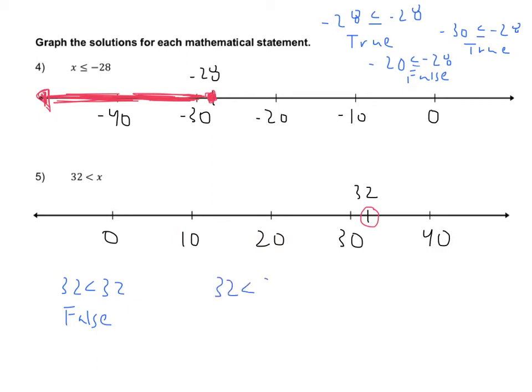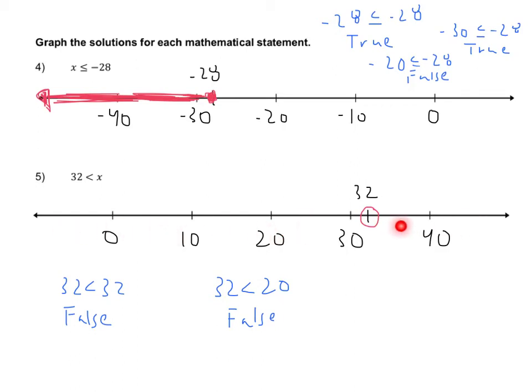32 is less than 20. Right, is 32 smaller than 20? No, that's false. Okay, so that's not a solution. Right, and again, what that tells us is that this whole region has numbers that are not solutions. None of these are solutions.